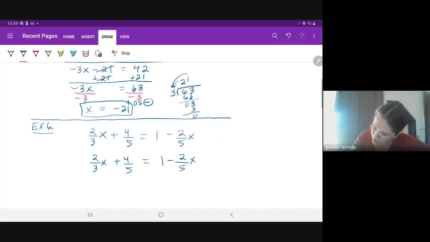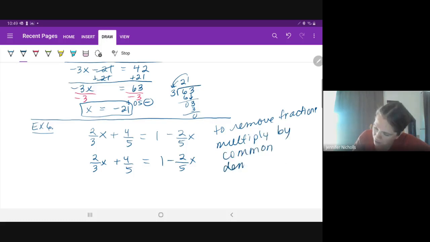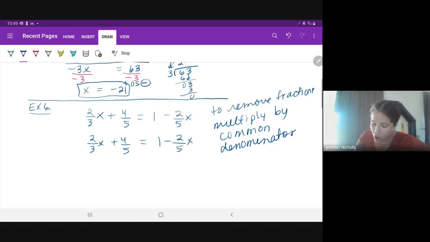Okay, so write yourself a note over here to remove fractions. So write this out. I'll be looking for this in your notes. To remove fractions, multiply by common denominator. Now, we won't see questions like this after chapter 1 in our class, but you might see it in college. So it's important to have it somewhere so you know what to do. Multiply by the common denominator.